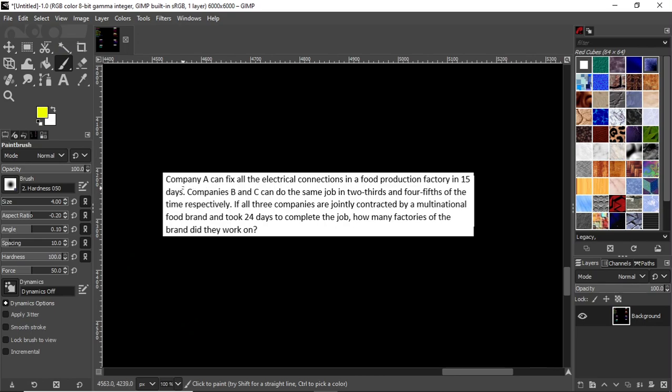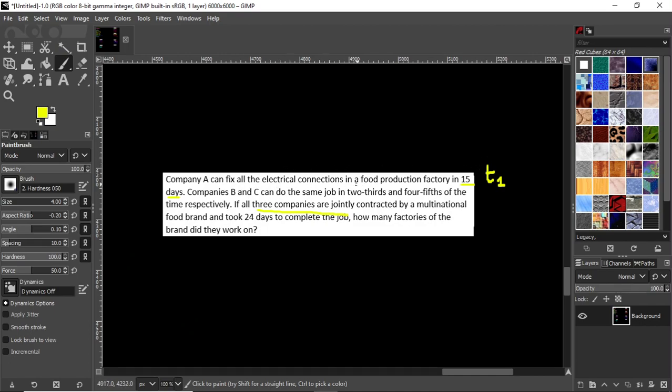What we're going to do is, first write down the values of our variables. Company A can fix all the electrical connections in a food production factory in 15 days. So that's our T1. And actually I should check this, that is combined work. Well, I set the problem that way. It is okay. All three companies are jointly contracted. Anyways, we're getting to that.